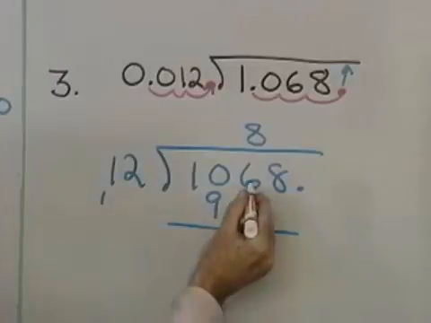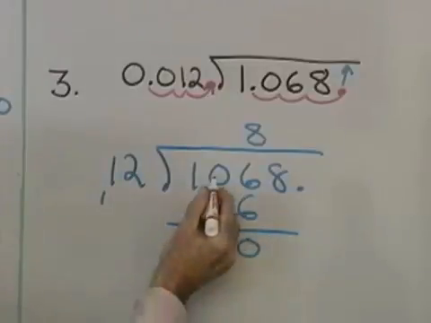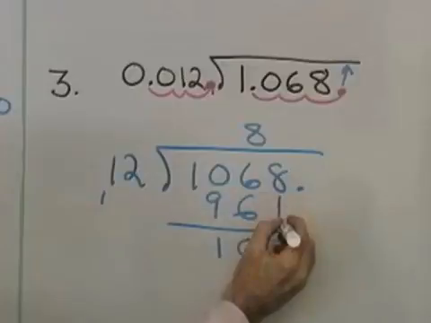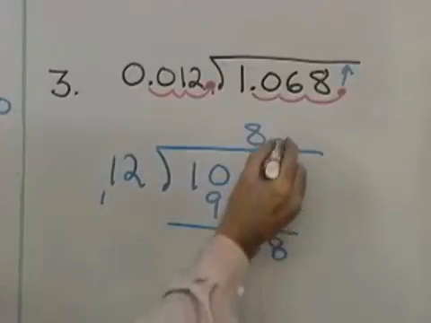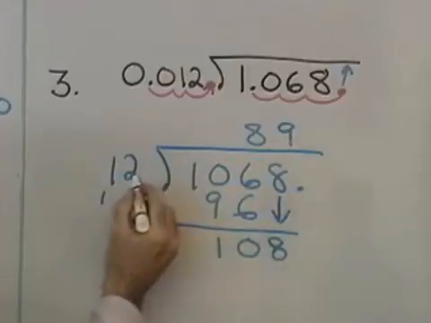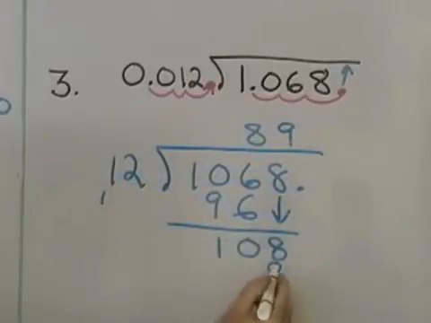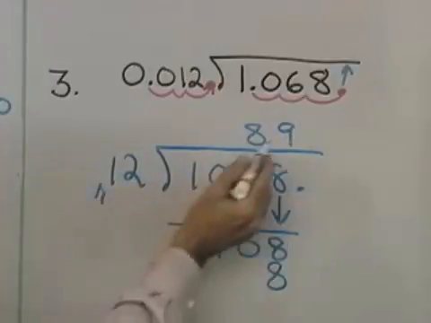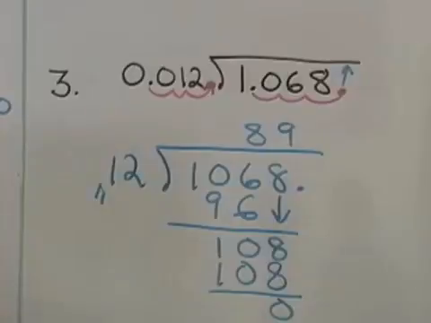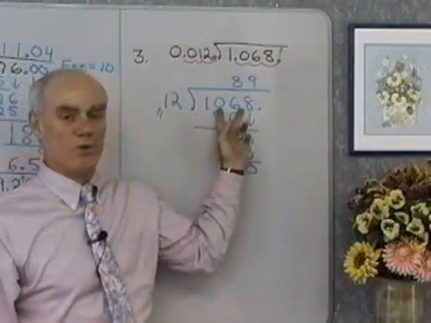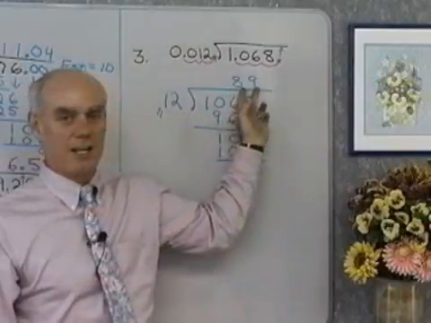Now subtract. 6 from 6 is 0. 9 from 10 is 1. Let's bring down that 8. And let's see, 12 into 108, that should be 9. 9 times 2 is 18, carry the 1. 9 times 1 is 9, and 1 is 10. Now I subtract and get 0, so I see that this divides evenly. 12 into 1068 divides evenly, and I get 89.